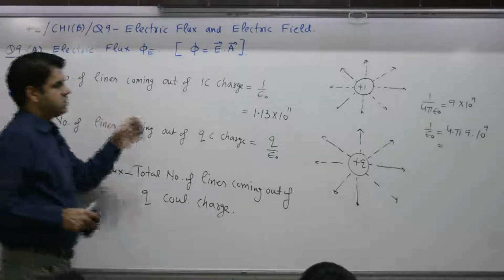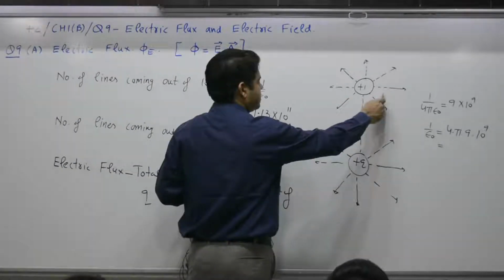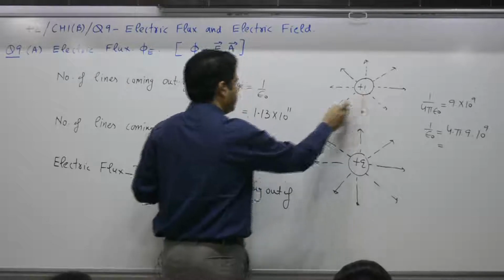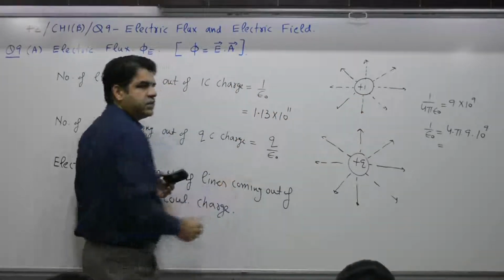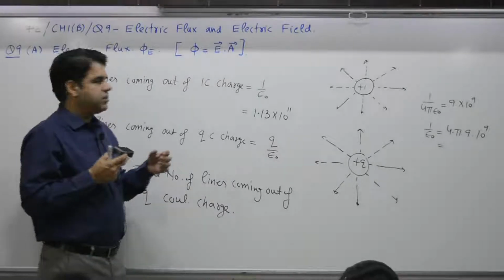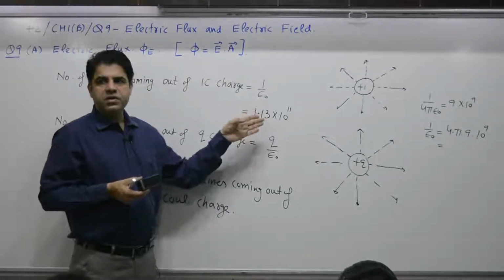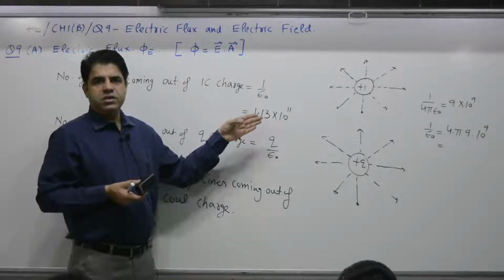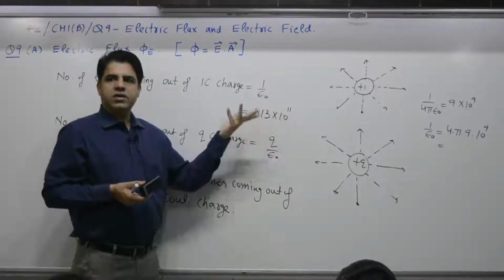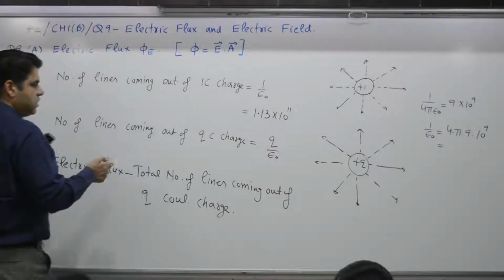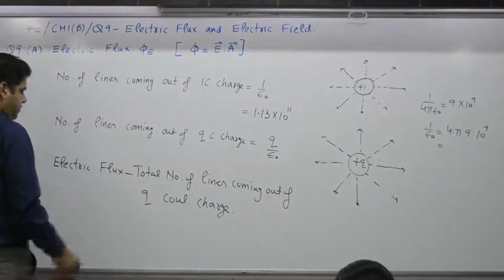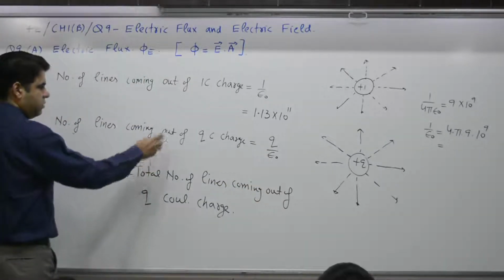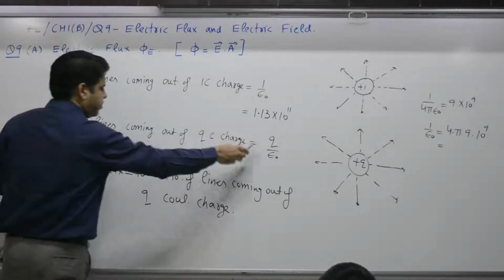What is electric flux? These lines coming out of charge is electric flux. Out of 1 coulomb charge, it is 1 by epsilon naught. This value is 10 raised to the power 11. Objective question: the number of lines coming out of 1 coulomb charge is 10 to the power 7, 10 to the power 9, 10 to the power 11, or 10 to the power 13. Answer is 10 to the power 11. Out of q coulomb charge, q by epsilon naught. Out of 2 coulomb, 2 by epsilon naught. Out of q, q by epsilon naught.